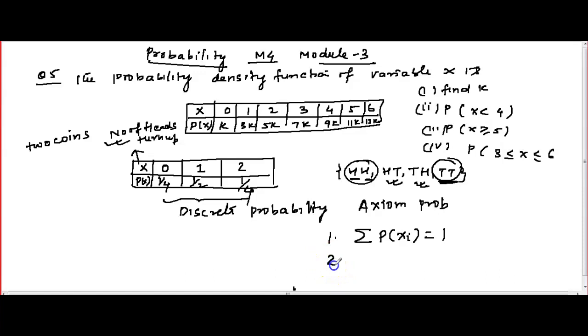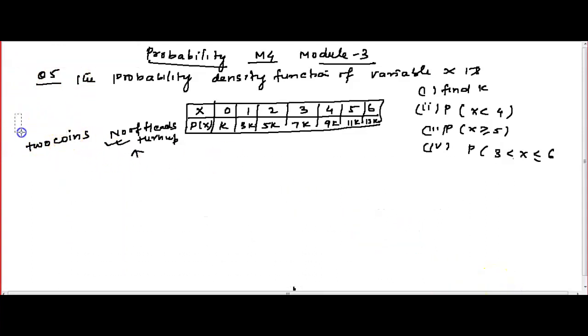And second, each individual probability value, this 1 by 4, 1 by 2, 1 by 4, always lies between 0 and 1. 0 is also possible, 1 is also possible. 1 means a sure event, and 0 is an impossible event, so 100% and 0%. These are the two axiom properties: the sum of all probability values should be equal to 1, and each individual probability always lies between 0 and 1. The same concept applies here.